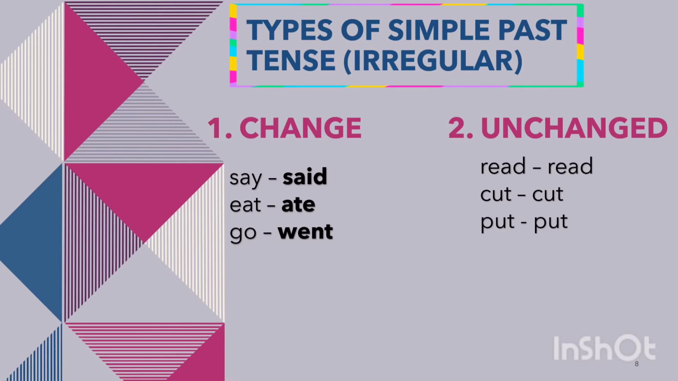For example, read. So the spelling is also R-E-A-D for past tense. However, for read, when you change to past tense, although the spelling remains the same, the pronunciation is different. It is read, read, read, cut, cut, and put, put. So these irregular types of simple past tense don't follow the rules as regular simple past tense.